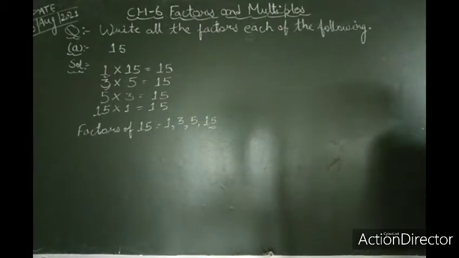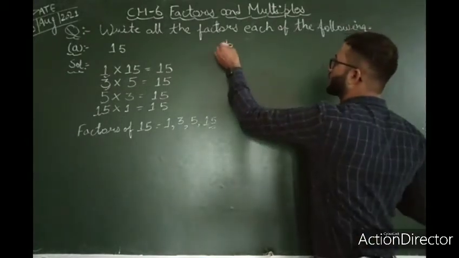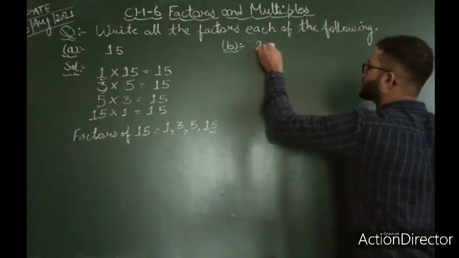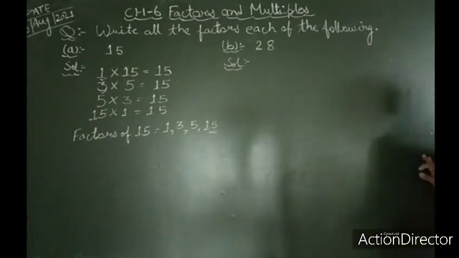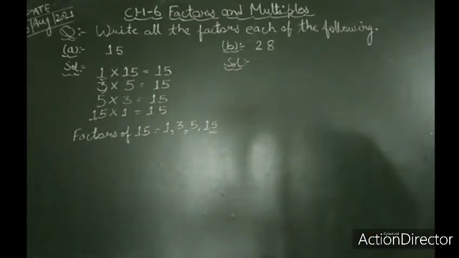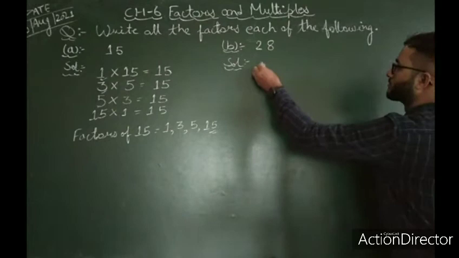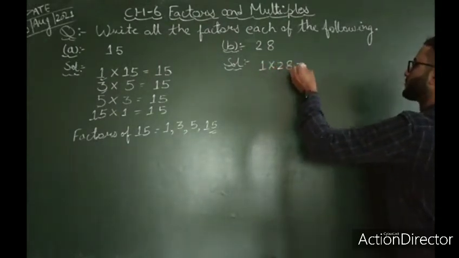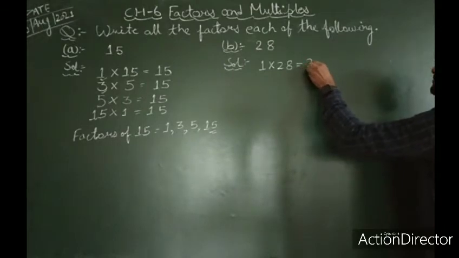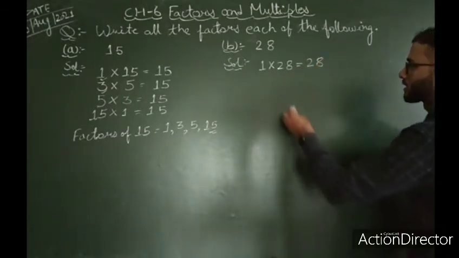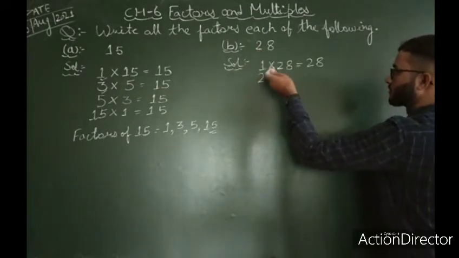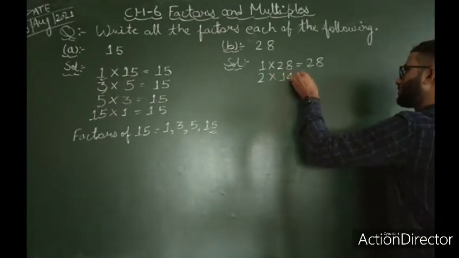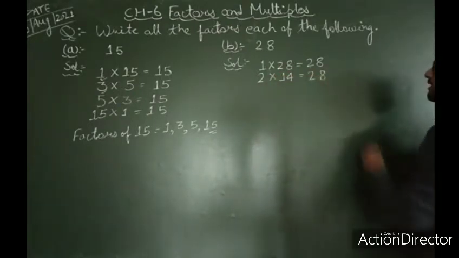Right. Now here we find the factors of 28. So here first we start with 1. 1 multiplied by 28, here we get 28. Next 2. 28 is divisible by 2. How many times? 14, right? And 2 times 14 is 28 also. So we will get 28.